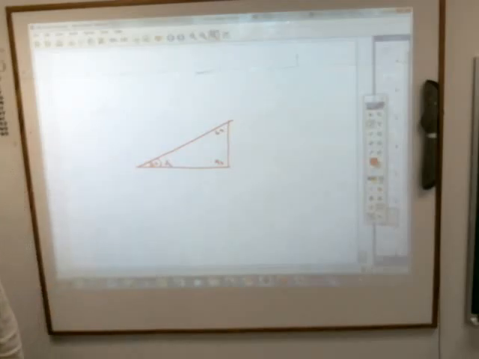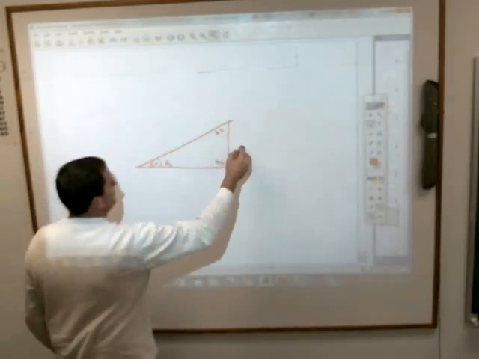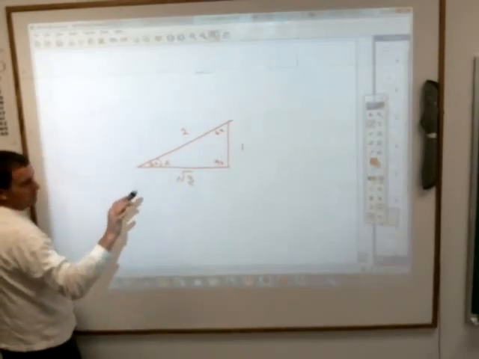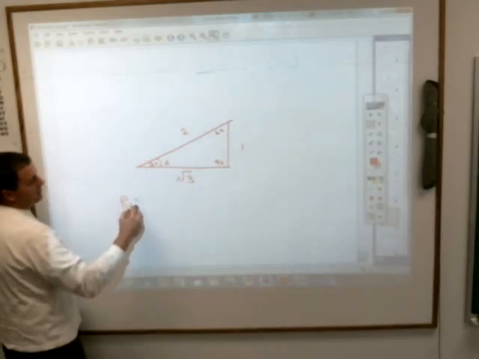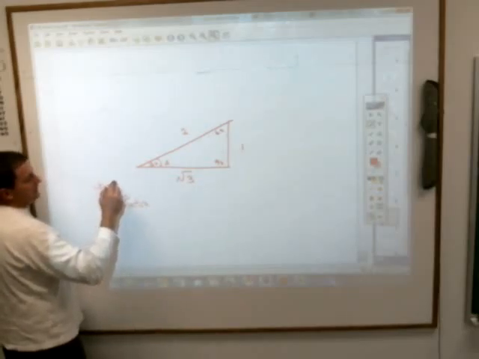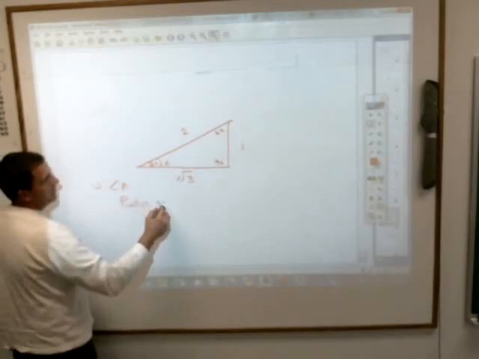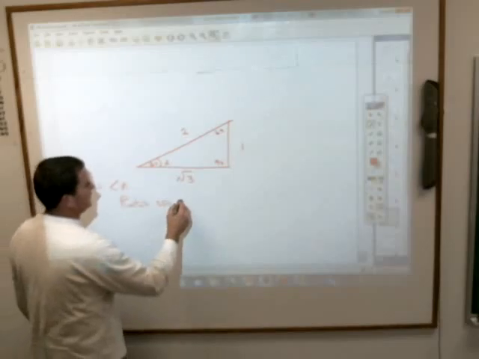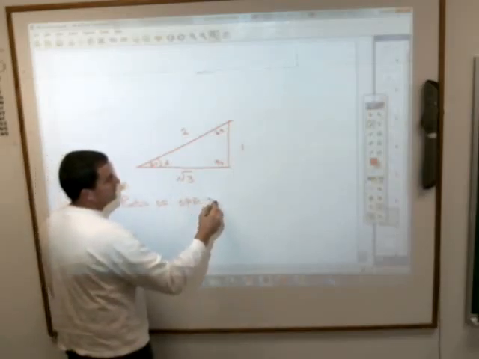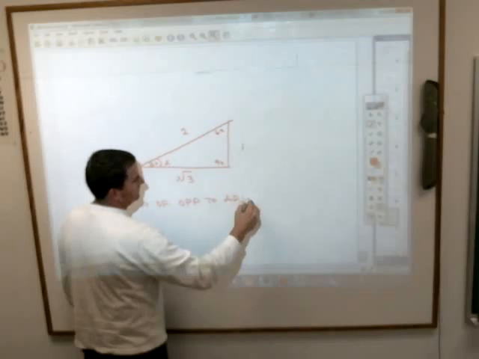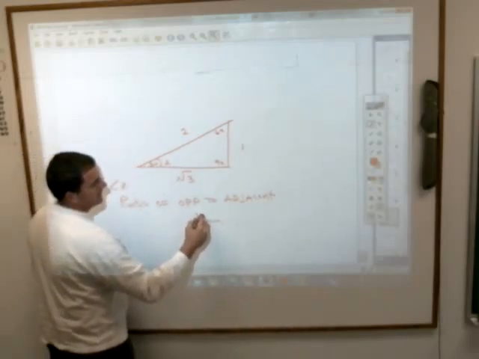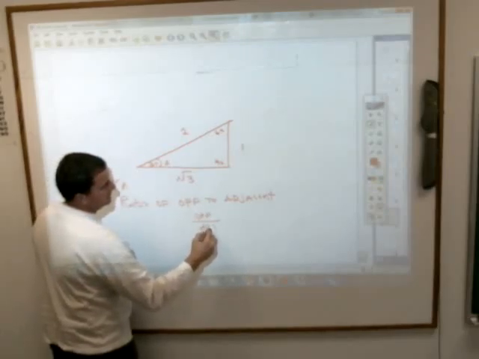Okay, with that being said, what do I have for numbers? 1, 2, and the square root of 3. They're going to ask you this, and this is all leading towards the ratio with respect to angle A. The first thing they ask you is the opposite side to the adjacent side. Opposite to adjacent. In other words, we're going to make a fraction that has the opposite side over the adjacent side.